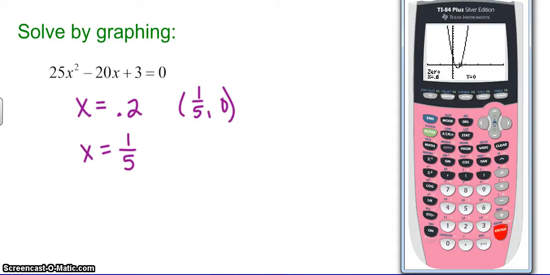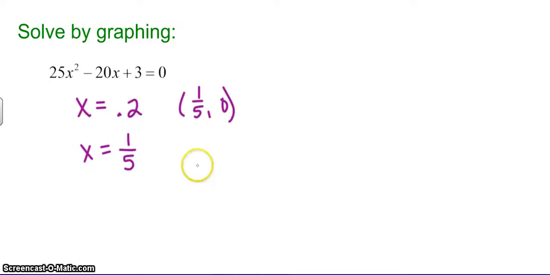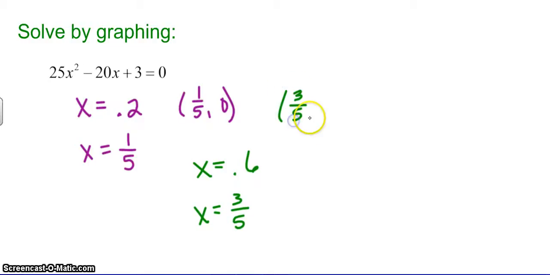Okay, and the 0 actually occurs when x is equal to 0.6. Well, 0.6 is the same thing as 3/5, so you could write that as 3/5, comma 0. Okay, so those two solutions we could have also found by factoring.